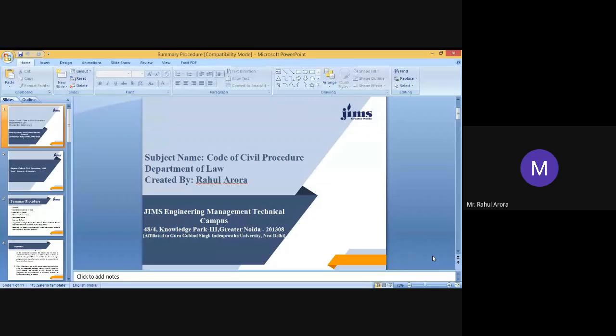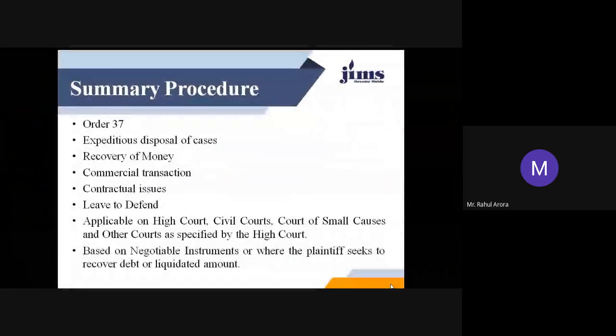Now, my dear students, I just want to start with the set topic. Hope you will learn from the same. Now, as I had already apprised you, my dear students, the summary procedure regarding a civil suit has been given under Order 37 of the CPC. Now, I just want to provide you the object behind instituting this suit.